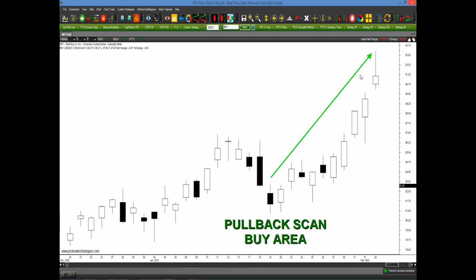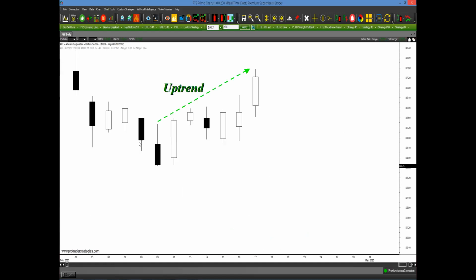Here's an example in AEE. Now, obviously, we have an uptrend here, right? We have a bullish engulfing pattern. We have a reversal pattern. We made a low, then we close up towards the high. So this is very positive. You have to be long, right?